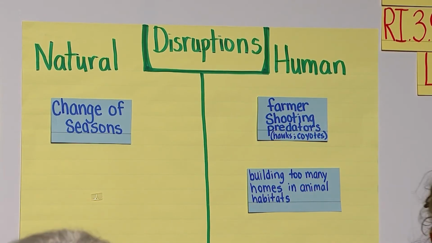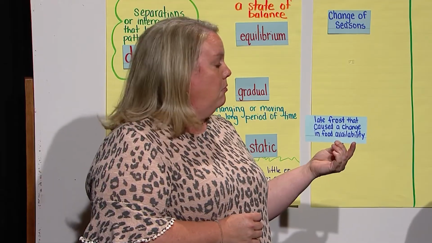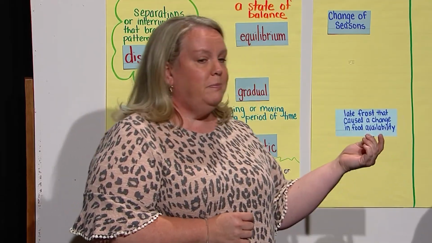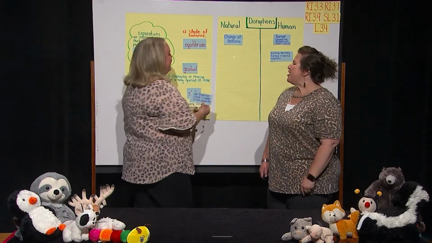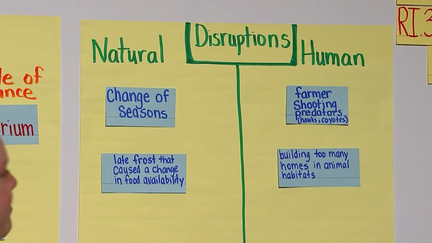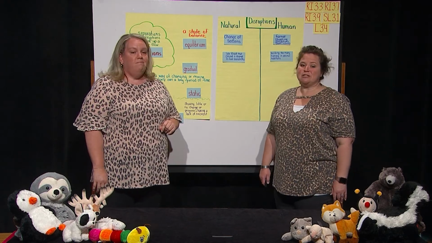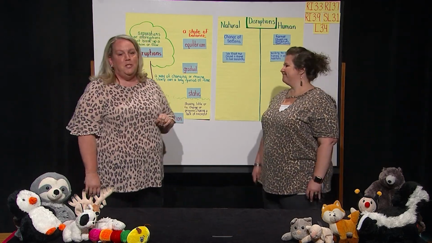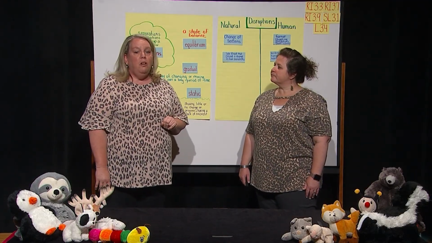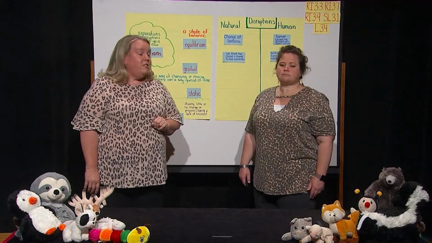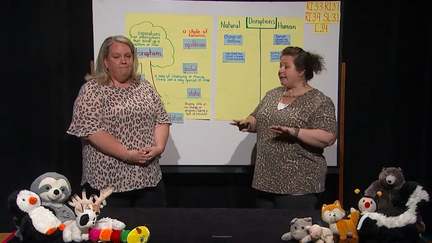Last one. A late frost that caused a change of food availability. Human or natural disruption? Way to use your knowledge. Humans have no control over when it's cold enough to bring a frost outside. So that one is definitely a natural disruption. Excellent work with these disruptions. While things in nature are always changing and adapting, it's still important for humans to work to minimize disruptions in nature. Very true. And we can all do our part to keep that natural equilibrium.